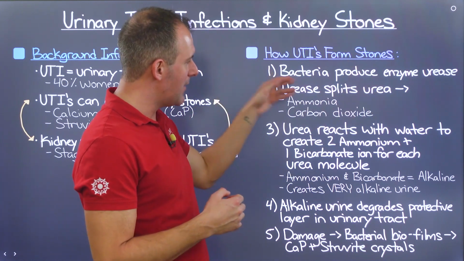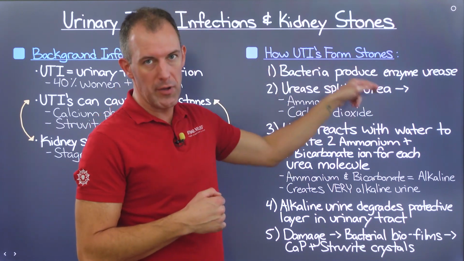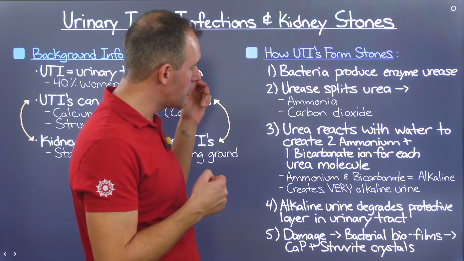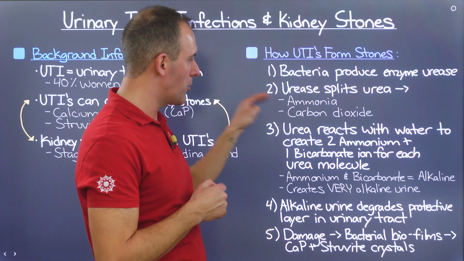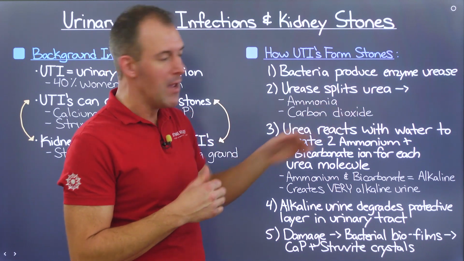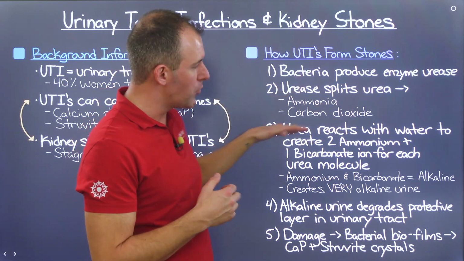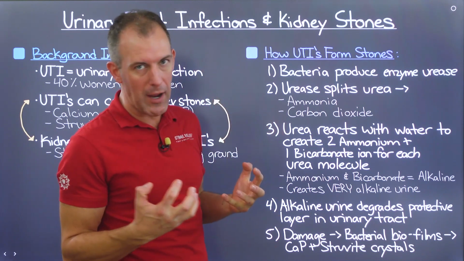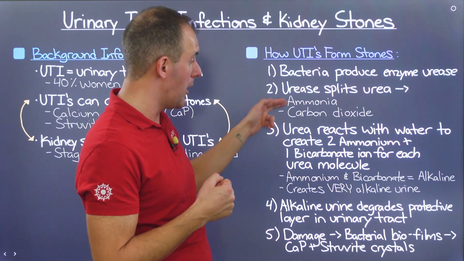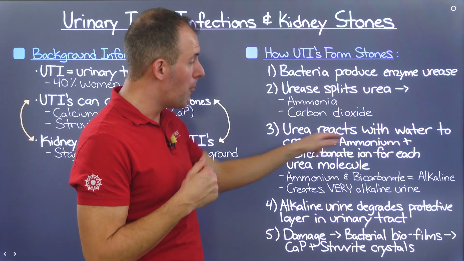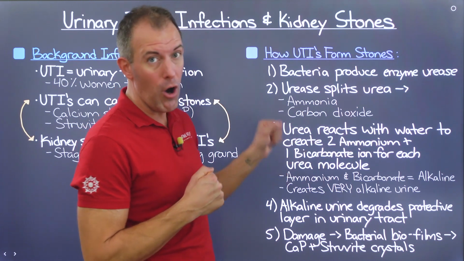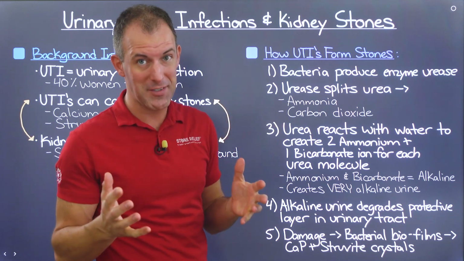Now, urease splits urea, which is a protein byproduct that is found in our urine. And when this occurs, it creates ammonia, and it also creates carbon dioxide. Now, when those elements react with water that's found in your urine, they're going to create even more of a breakdown. So this is going to go from ammonia and carbon dioxide down to 2 ammonium and 1 bicarbonate ion for each molecule of urea. And there are lots of this in your urine.